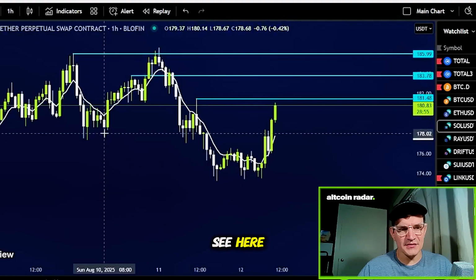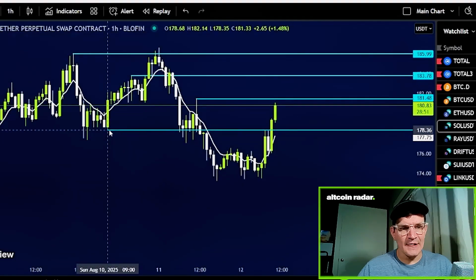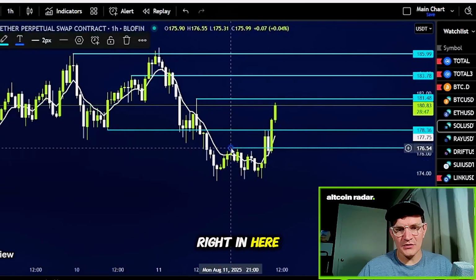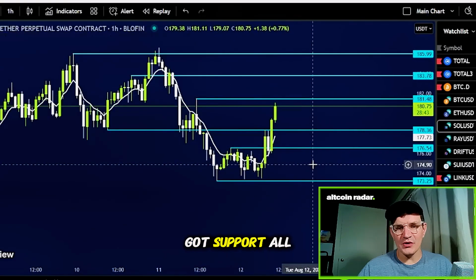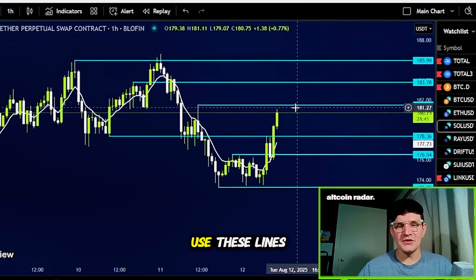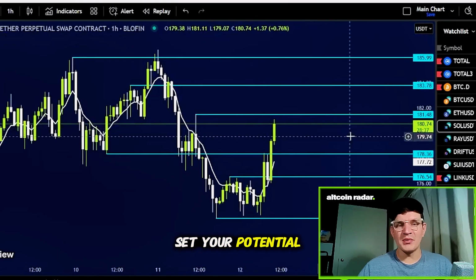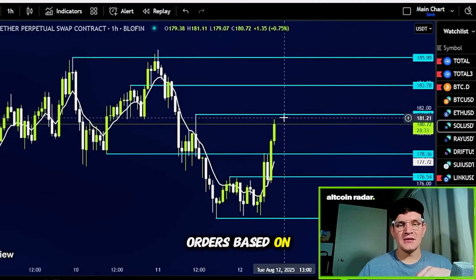And then let's see here. Then we have a good solid support level right in here. And then we've got more support right in here, which would have been the top of that little bit of a trend we had. And then we've got support all the way down here. You can use these lines to gauge where you should set your potential buy and sell orders based on these levels.